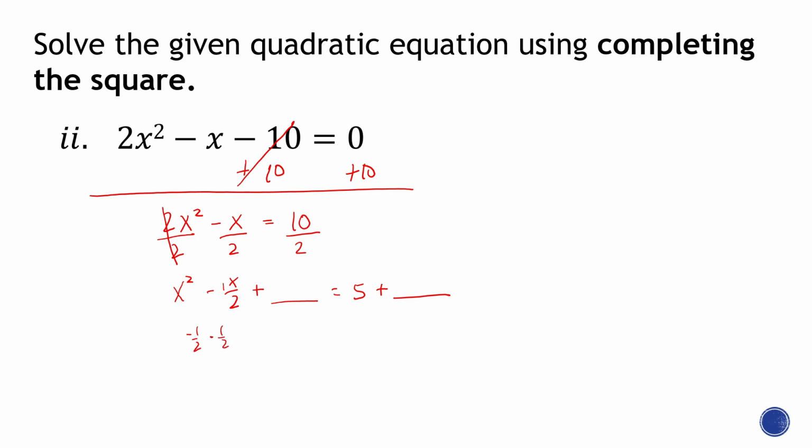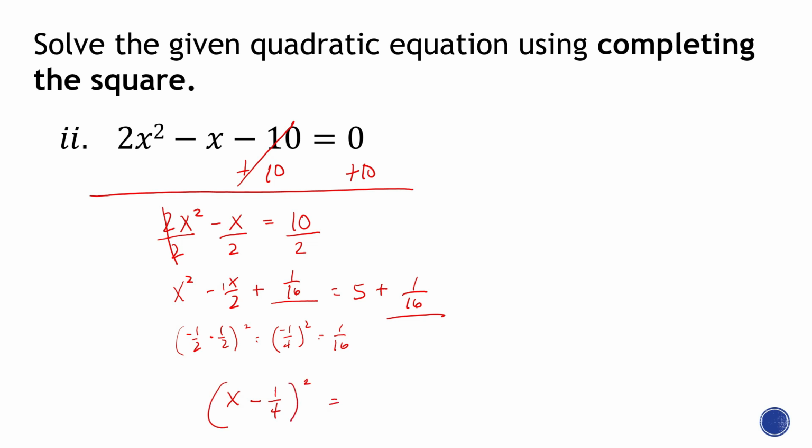Okay, let me just repeat this and emphasize this. If b is a fraction, simply multiply it by 1/2 and then square. All right, so that's negative 1 over 4 squared, which is 1 over 16. So this is 1 over 16, 1 over 16. Now the left side of the equation is going to be x minus the square root of 1 over 16, which is 1/4. It's the same as this one.